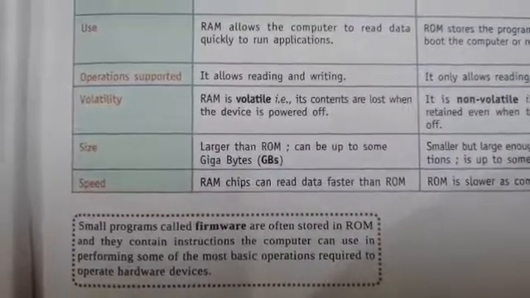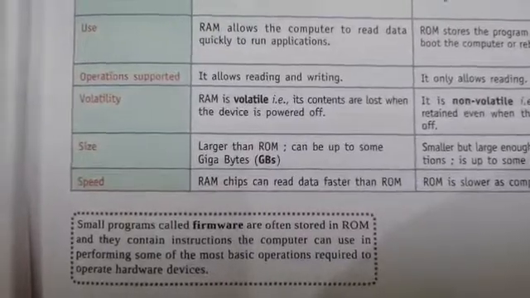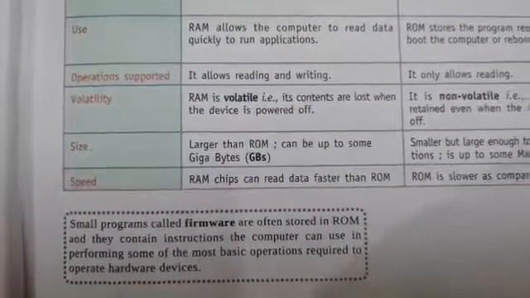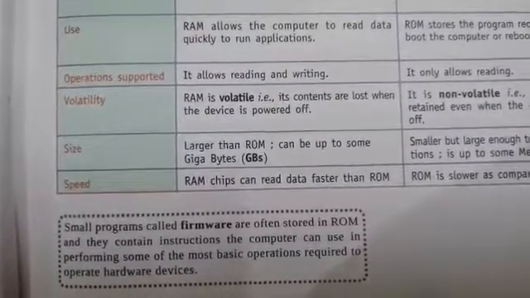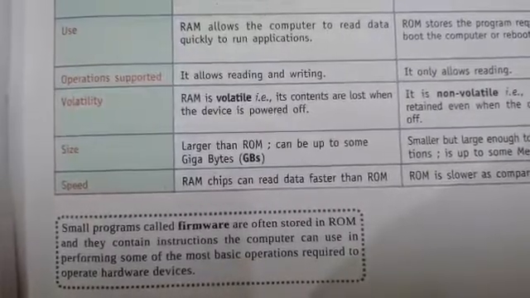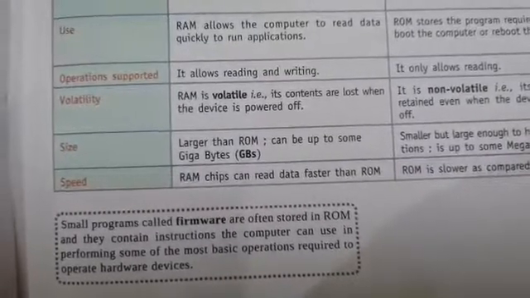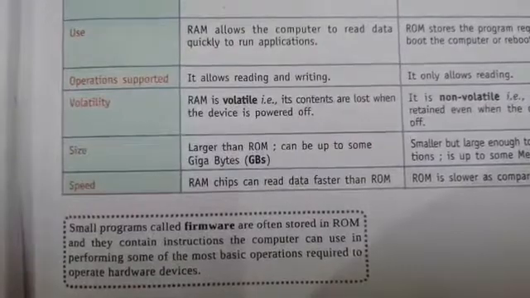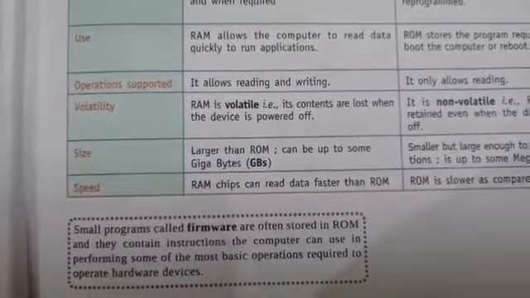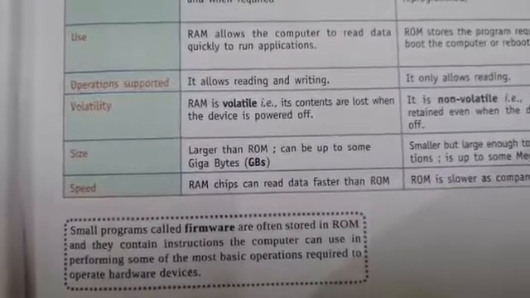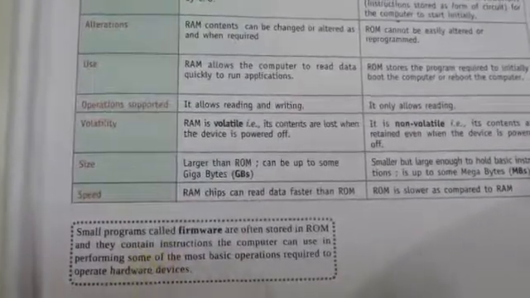That means, to operate the hardware devices, firmware are small programs which store the instructions. Firmware are small programs which are stored in ROM. The small instructions stored in ROM are firmware which carry out the operations to run the hardware of the system, the different hardware devices. So this is also firmware, make notes of it.